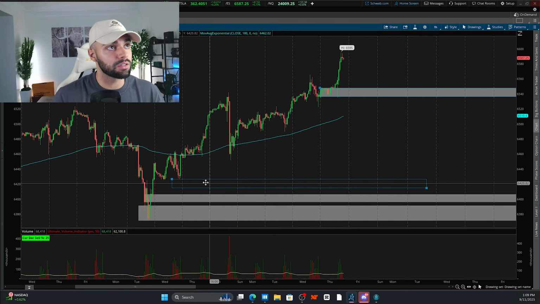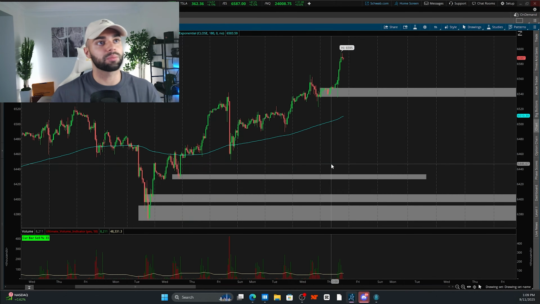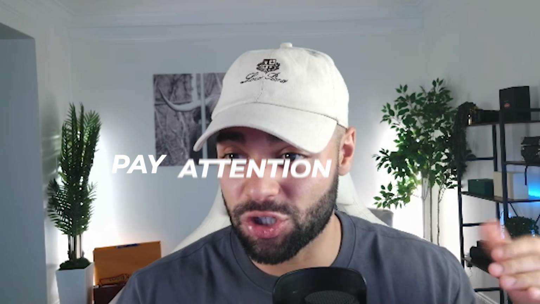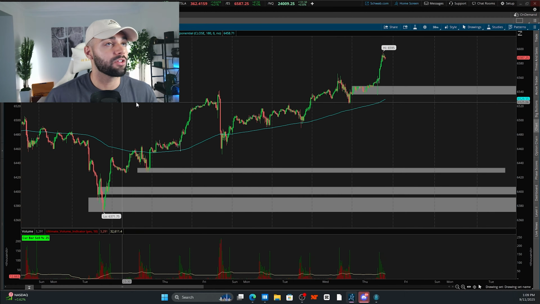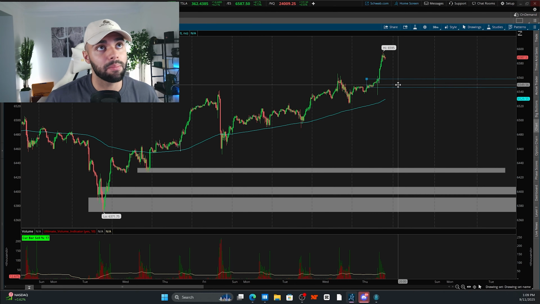We see the more zoomed out you get or zoomed in, you'll see all these other levels start to plot. Now, these are levels where I've seen big money take action, and the next time we get to that level, I want to pay attention heavy to the tape to see if those same participants are coming back in. Now, all the way down to the 30-minute where we make these zones as best as possible.